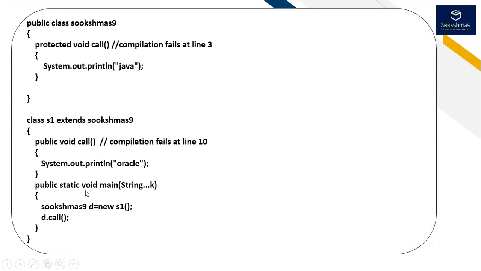Now execution of the program begins from the main method, and this is the reference I have created for the base class Sukshmas9. The reference is created for the base class, and the object is created for the derived class, the upcasting mechanism, new S1. Then with the help of the base class reference, I am calling the method call. Which method will be invoked, or are there any compilation errors here? Will it display Java, or will it display Oracle, or does compilation fail at line 3 or line 10, or none of the above?